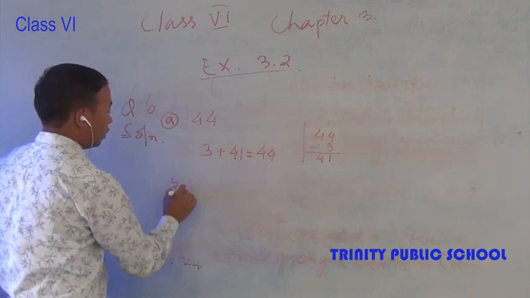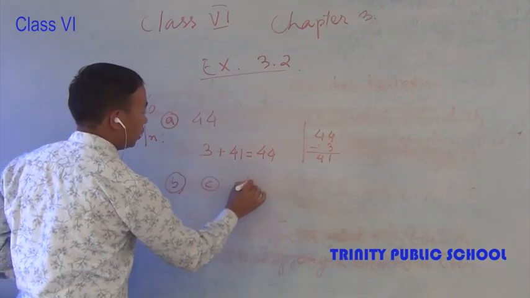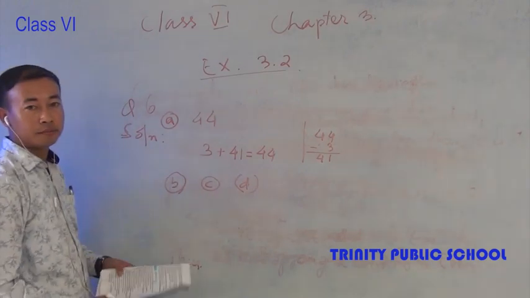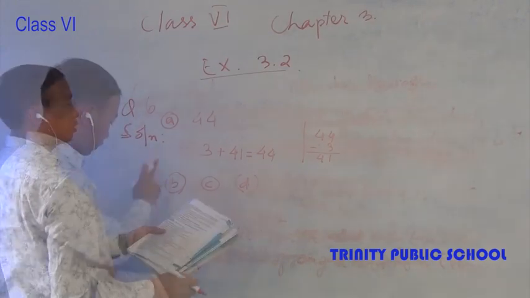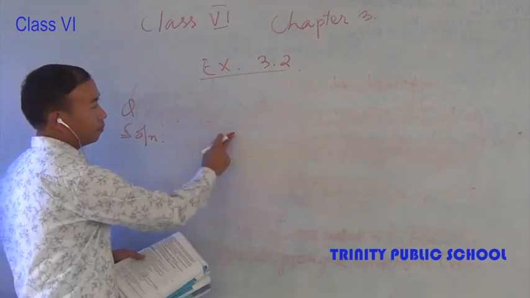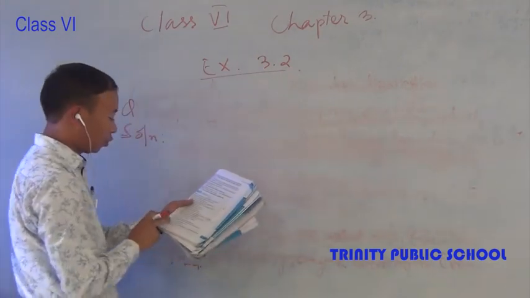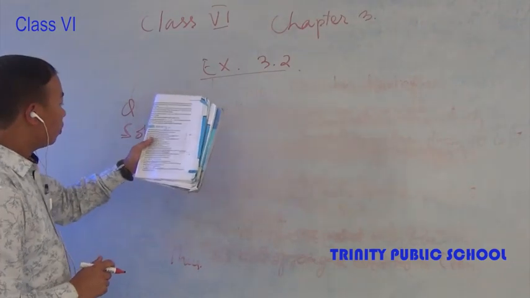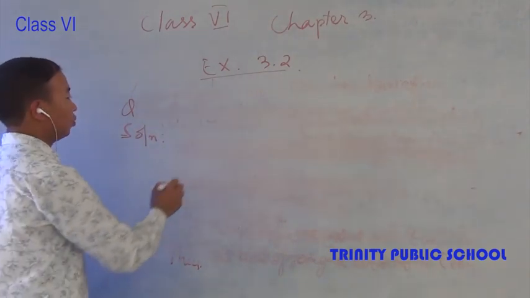Question number B, C, D, do as your exercise, as an assignment. Here we have learned about twin primes. Related to twin primes, the question says, give 3 pairs of prime numbers whose difference is 2.